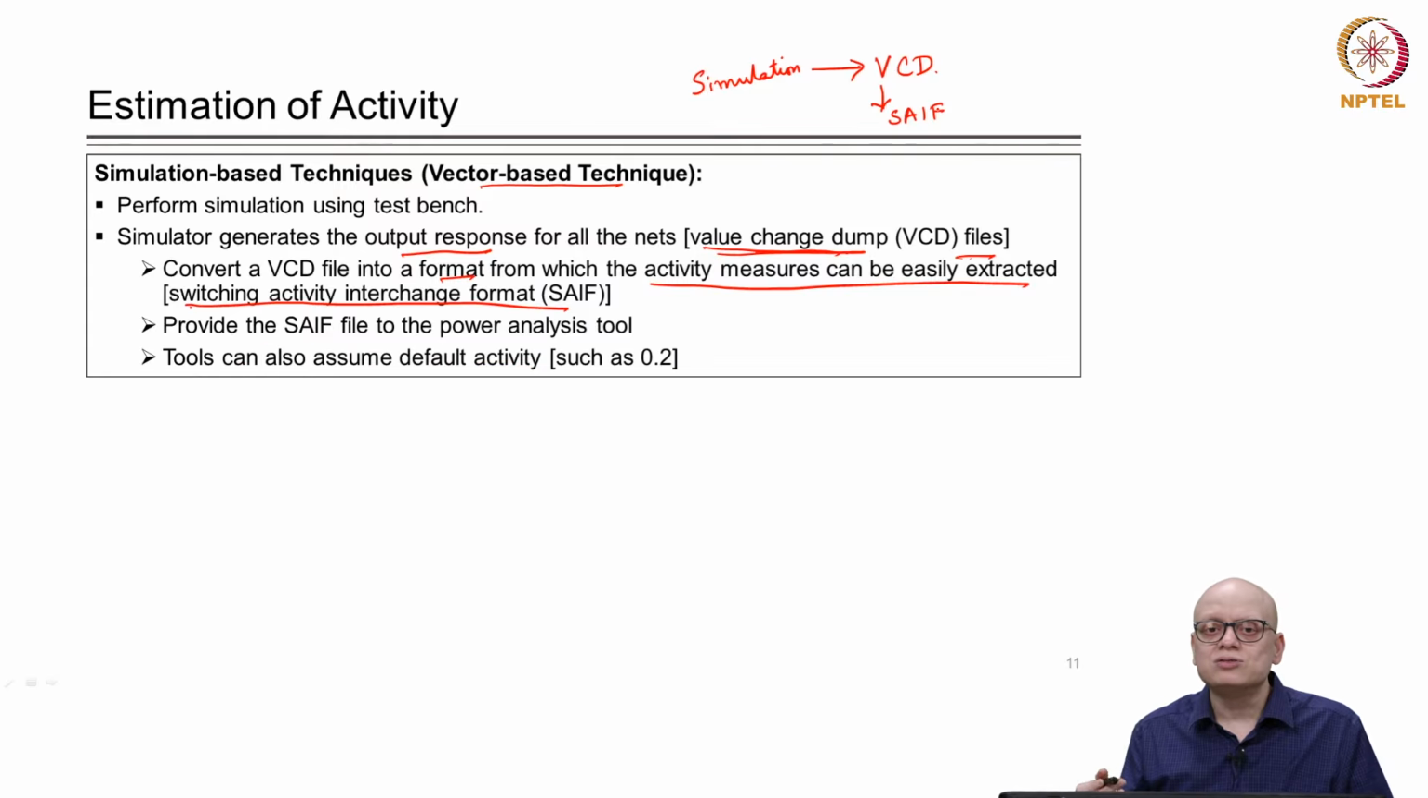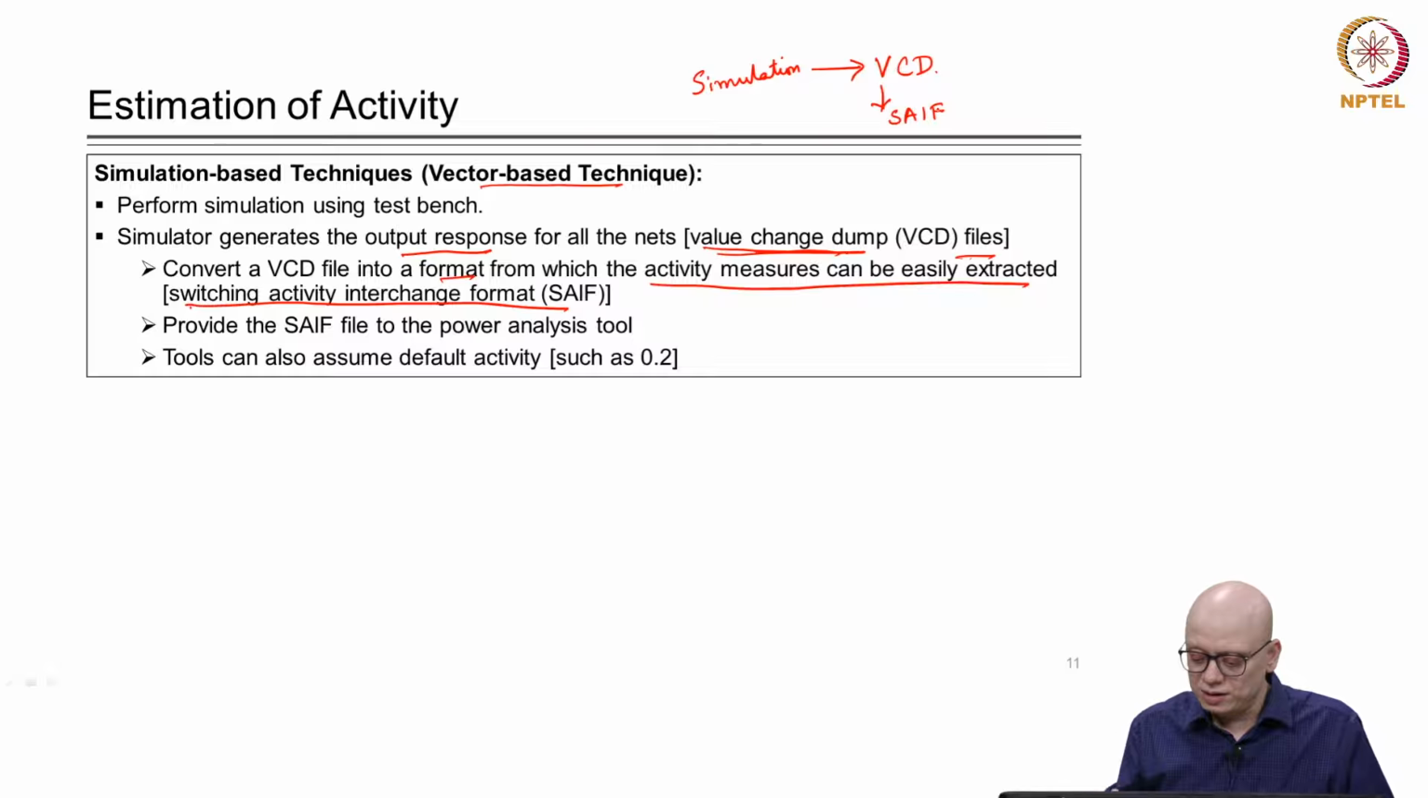For some signals, or sometimes, we may not have the activity file. In that case the power analysis tool will typically assume some default activity, for example 0.2 for the signals, and based on that the power estimation can be done. So, this technique, which is based on simulation, is known as simulation based technique or vector based technique.